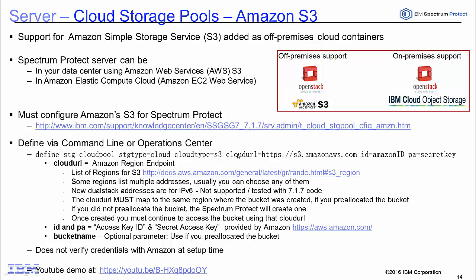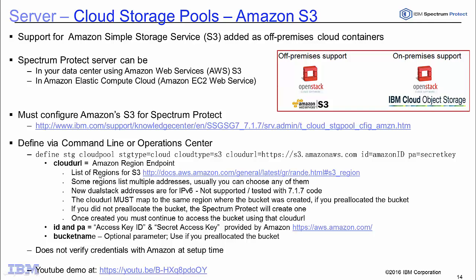That includes, if you want, you don't have to, but you can predefine a bucket like we talked about on the previous page. Then you'll want to go ahead and create an Amazon S3 cloud container, and you can do this either via the Spectrum Protect command line or via the Operations Center. If you're using the command line, you'll just be doing the define stgpool. The storage type will be cloud, the cloud type will be S3, and then you'll give it the cloud URL, your Amazon ID, and your password for Amazon.